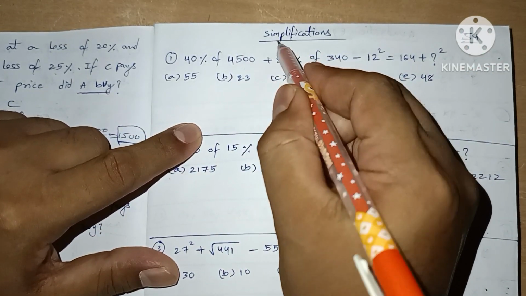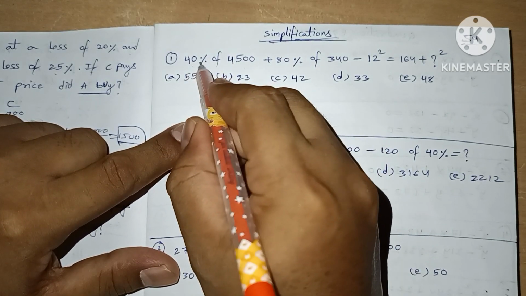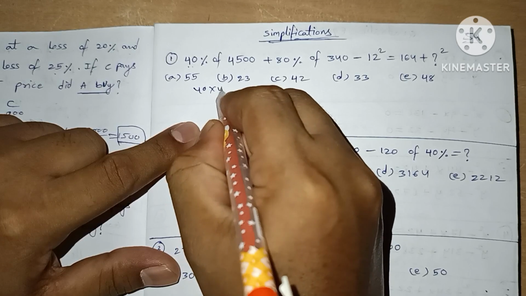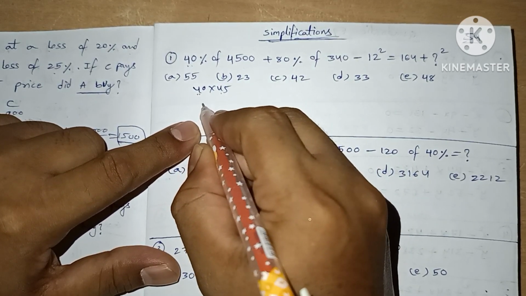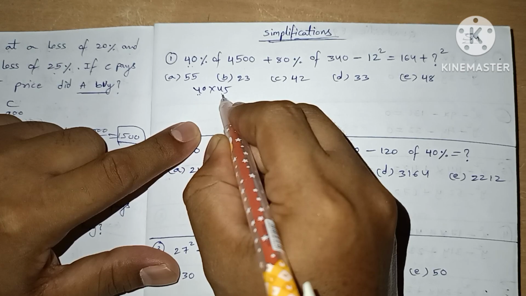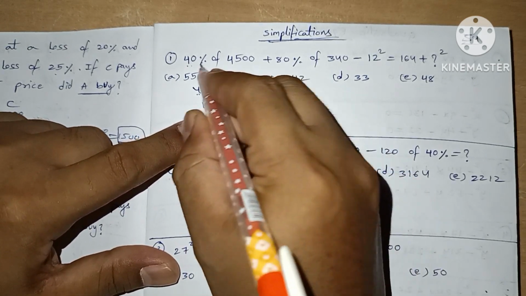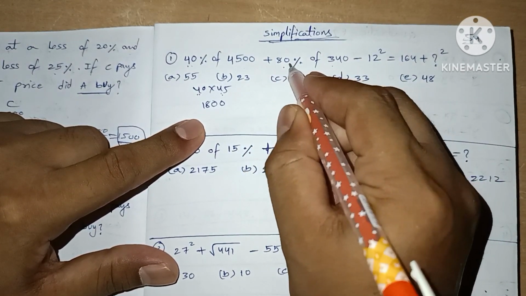Let's get started with the simplifications. First question, 40% of 4500. Percentage and double zeros cancel, 40 into 450. 40 into 45. 45 4 times will be 2 times 90 and 92 times is 180 and another 0. 1800 is the value for this one, plus 80% of 340.